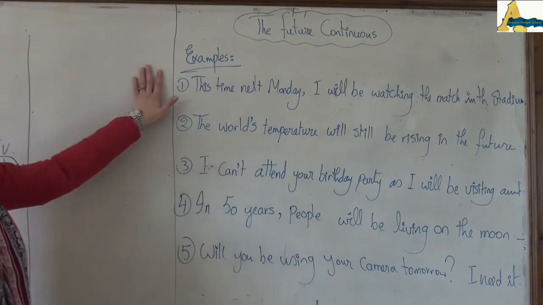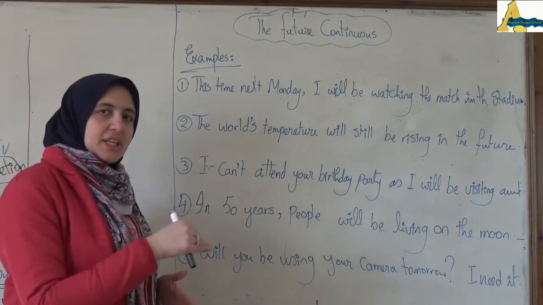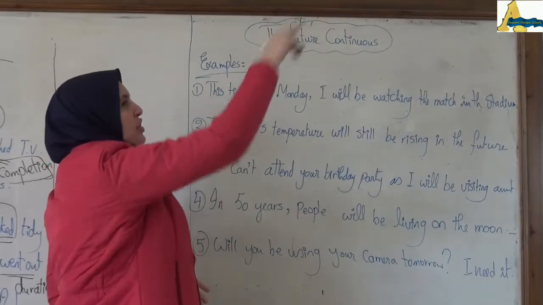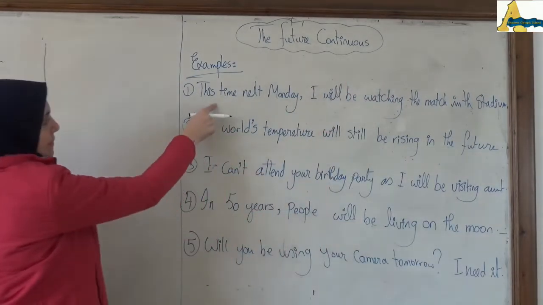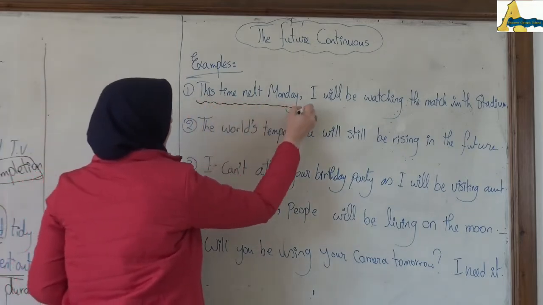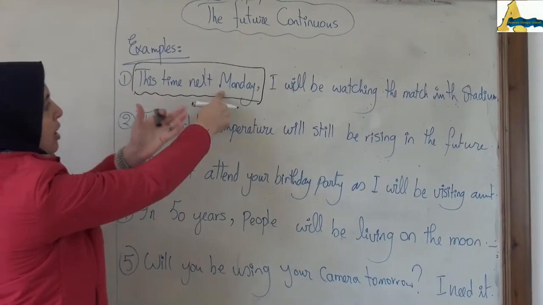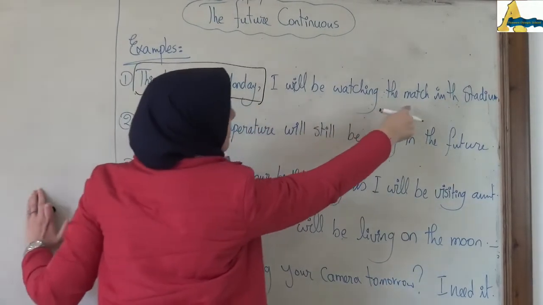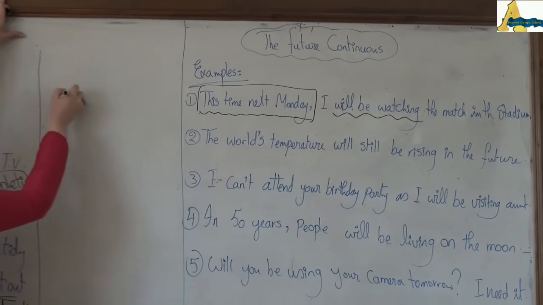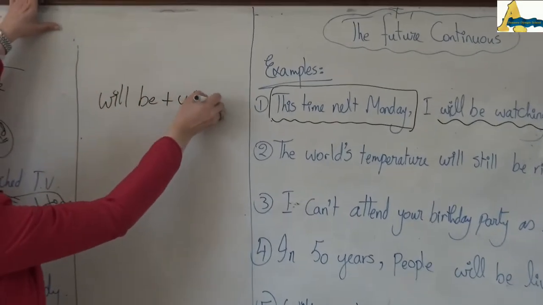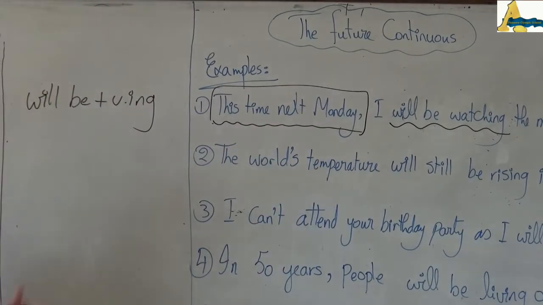Grammar Unit 11 is talking about the future continuous. What is the future continuous? It's talking about an action that will be in progress at a specific time in the future. This time next Monday. So here, this is called a duration, and this duration will be in the future. This time next Monday, what's going to happen? I will be watching the match. So how do I form the future continuous? Will be plus verb ending in ing. I use it to focus on the duration, that the action will be in progress in the future. This is the first usage.